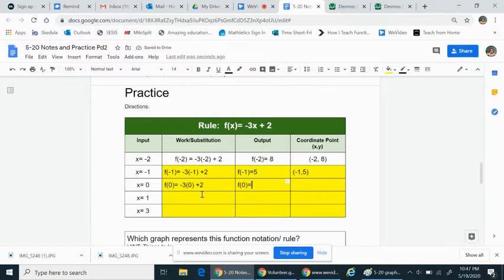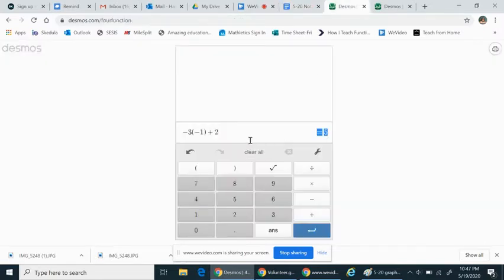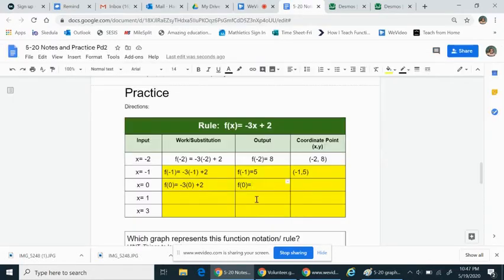So it's -3 times 0 plus 2. I'm going to show you the other way to use decimals. So -3 times 0... See, you guys would remember this. Here I am struggling. It's going to equal 2. So I'm going to bring that over with 2, which means that 0, comma 2 is my point.